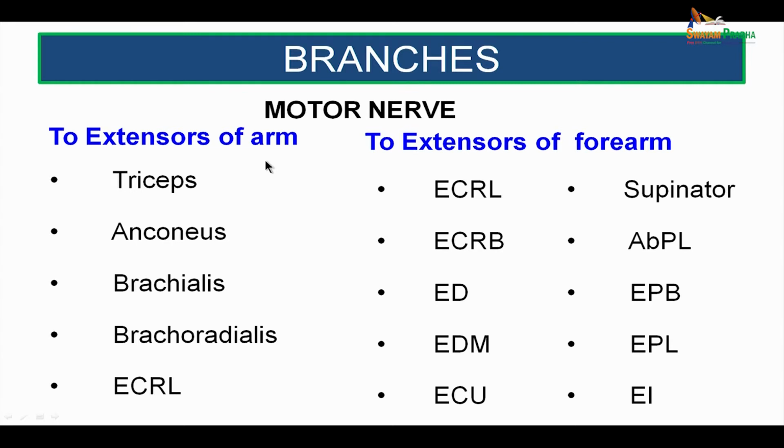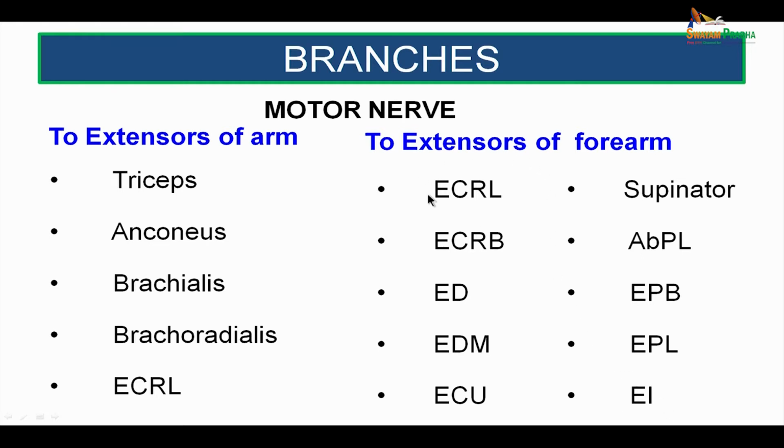So, to summarize, the nerve by and large supplies the extensors of the arm, namely the triceps, anconeus, brachialis, brachioradialis and extensor carpi radialis longus. And it also supplies the extensors of the forearm, that is the supinator, extensor carpi radialis brevis, abductor pollicis longus, extensor digiti minimi, extensor digitorum, extensor pollicis brevis, extensor pollicis longus, extensor carpi ulnaris and extensor indicis.